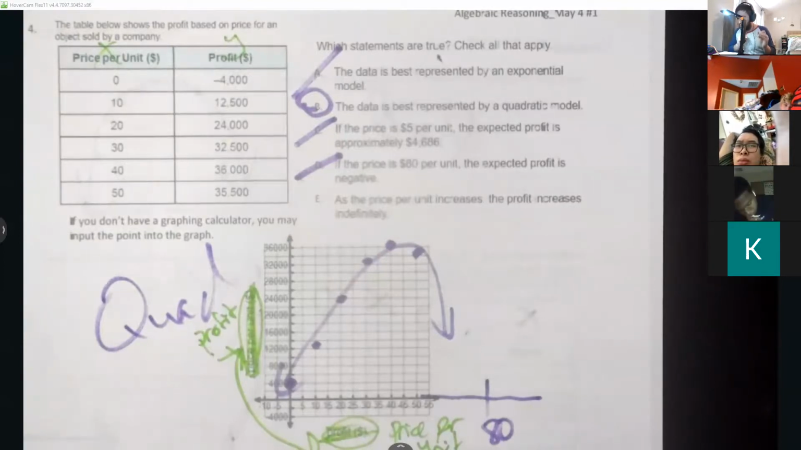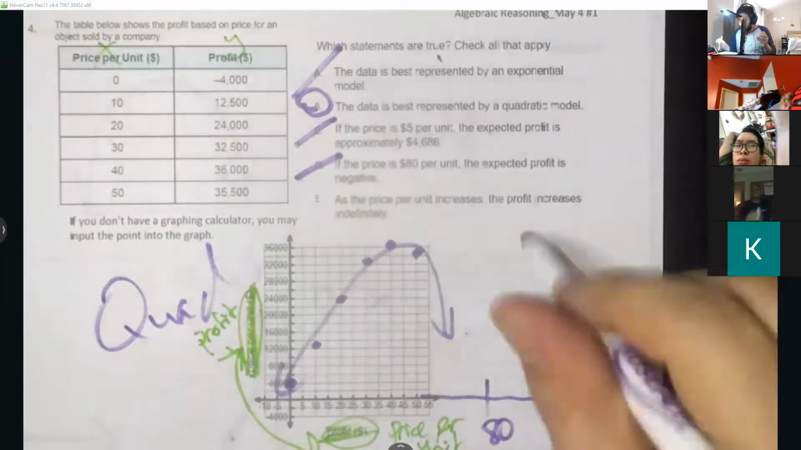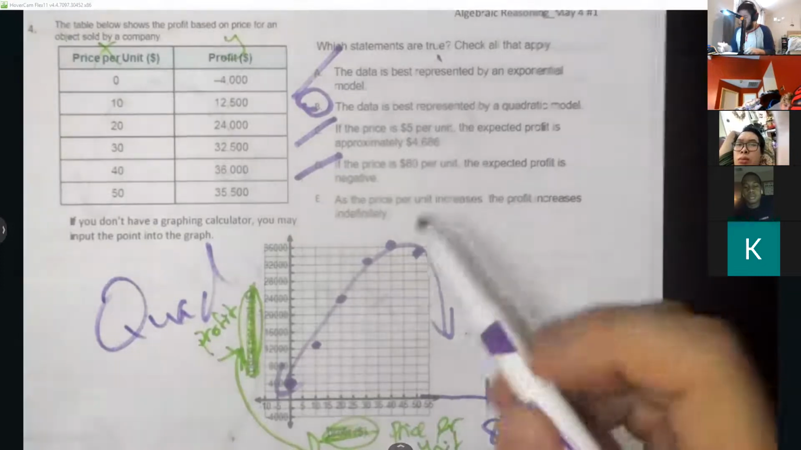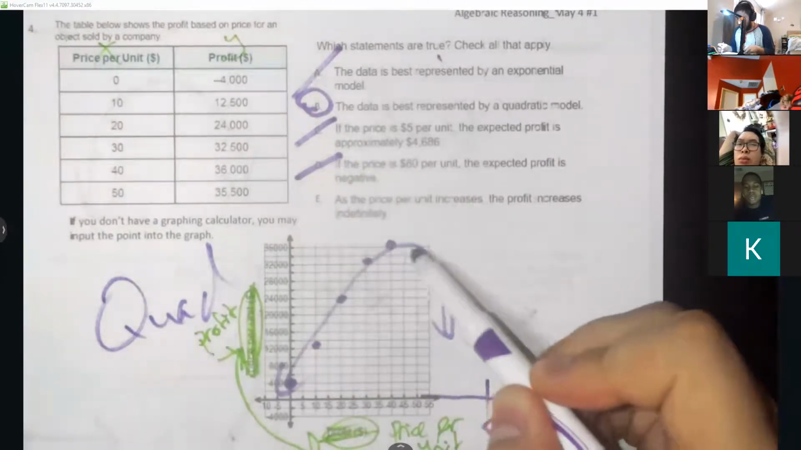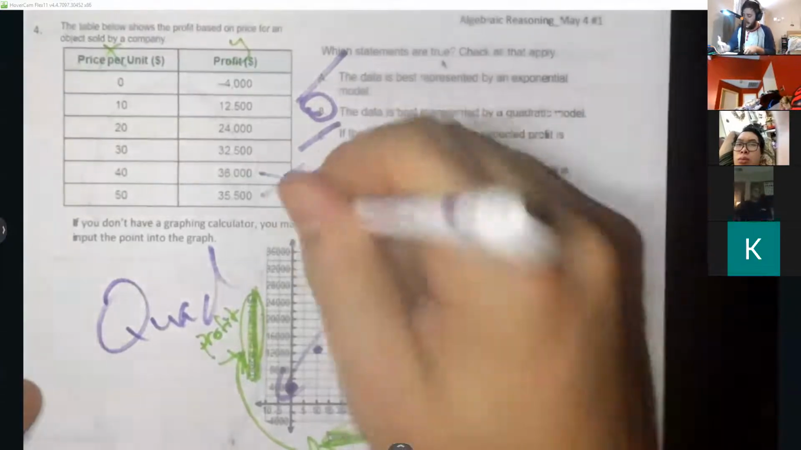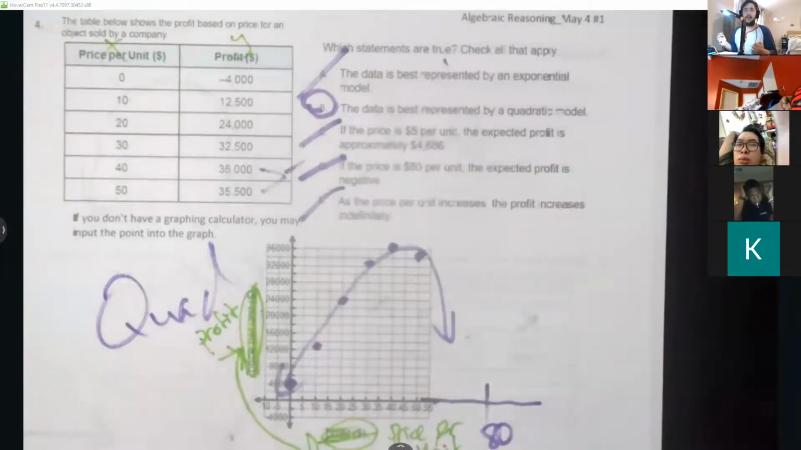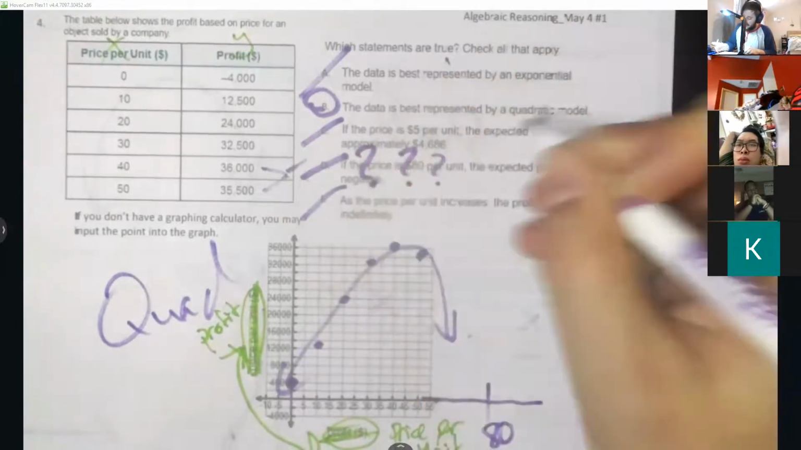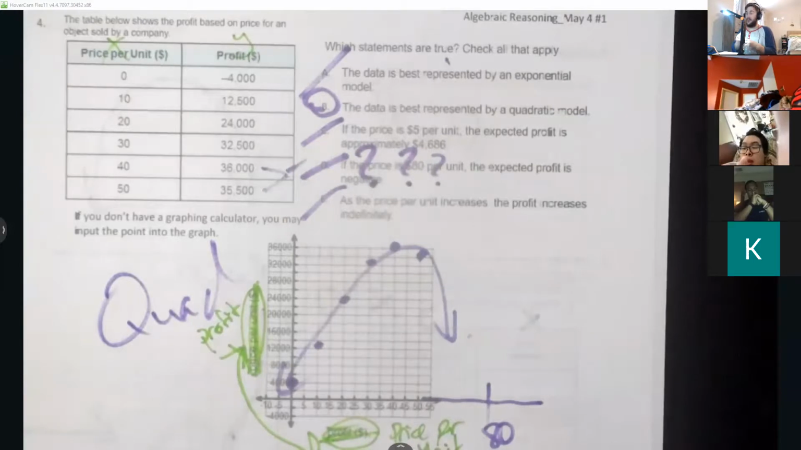As the price per unit increases, the profit increases indefinitely. No. Well, we know that can't be true because the profit went down between these two, right? That went down. That was negative. So no, looks like all we got is just B on that one, right? Or at least this one we don't know. That's a big old question mark right there. Not enough info. All right. Well, if we were in class with our calculators, we'd be able to do it. But oh well. Okay, let me look at this next one really quick.